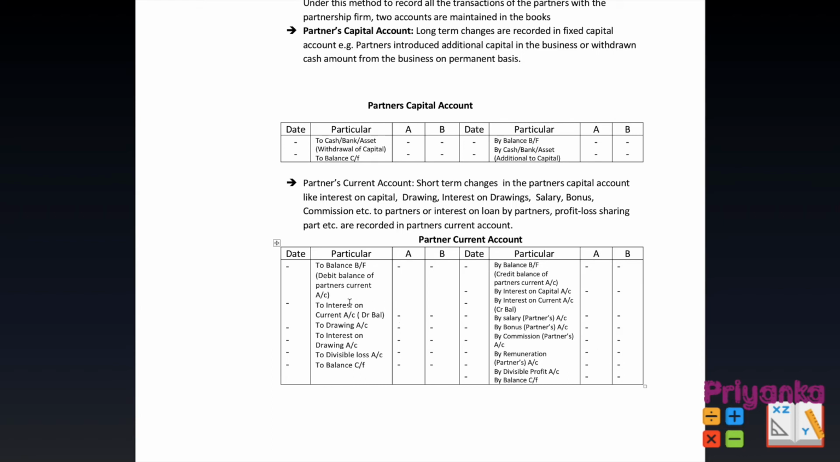Next, in the partner's current account debit side: opening balance of the debit balance of the partner's current account, interest on current account, drawing, interest on drawing, divisible loss and the closing balance. Over here it is the same. When you find a difference, divisible loss will be found; if we find the difference on the debit side, it will be recorded on the debit side.